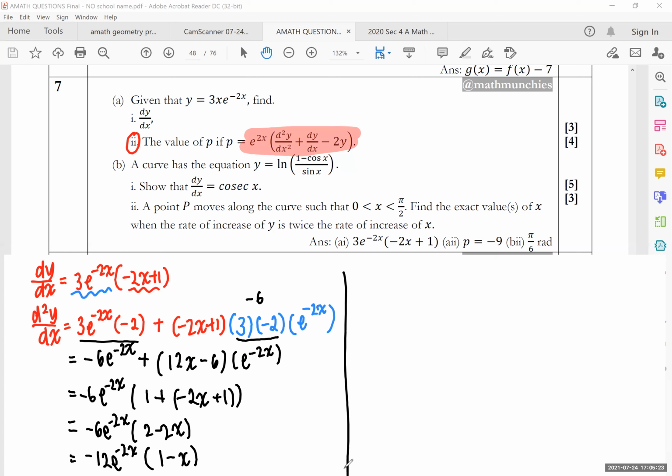So they say find the value of p. Can you see p is this whole thing? So p is equal to e to the power of 2x, open bracket. What did they say? You must take your negative 12e to the power of negative 2x, bracket 1 minus x, correct? Plus your dy/dx. And how much is your dy/dx? 3e to the power of negative 2x, bracket negative 2x plus 1. Yes. And then after that, you need to minus away.